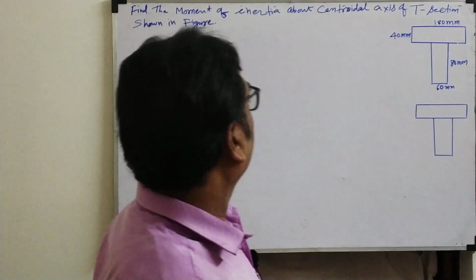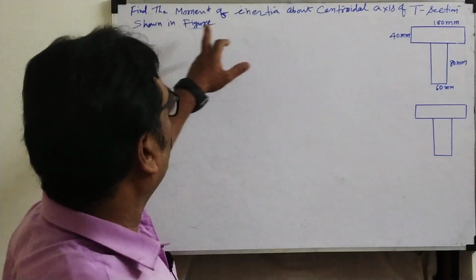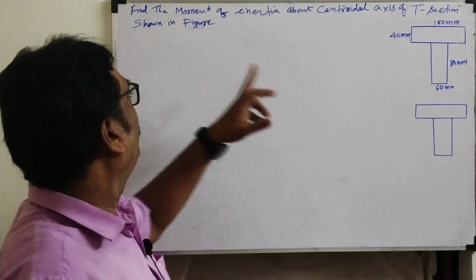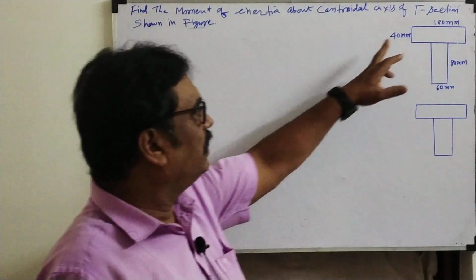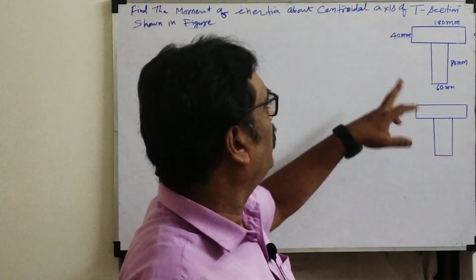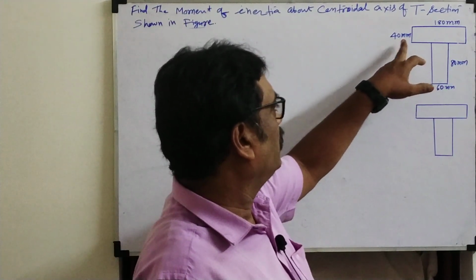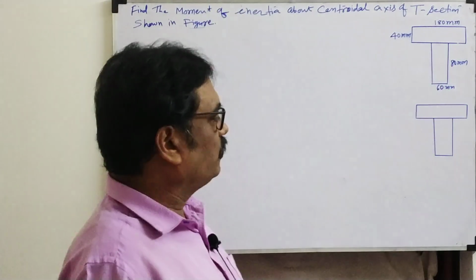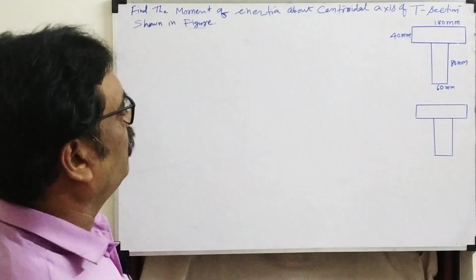Now see what the question is and how they will ask it. Find the moment of inertia about the centroidal axis of the T section. Given the dimensions: the top flange is 180 mm and the web depth is 40 mm, then the bottom flange is 80 mm and the web depth is 60 mm. So we'll start to proceed with how we'll solve it.